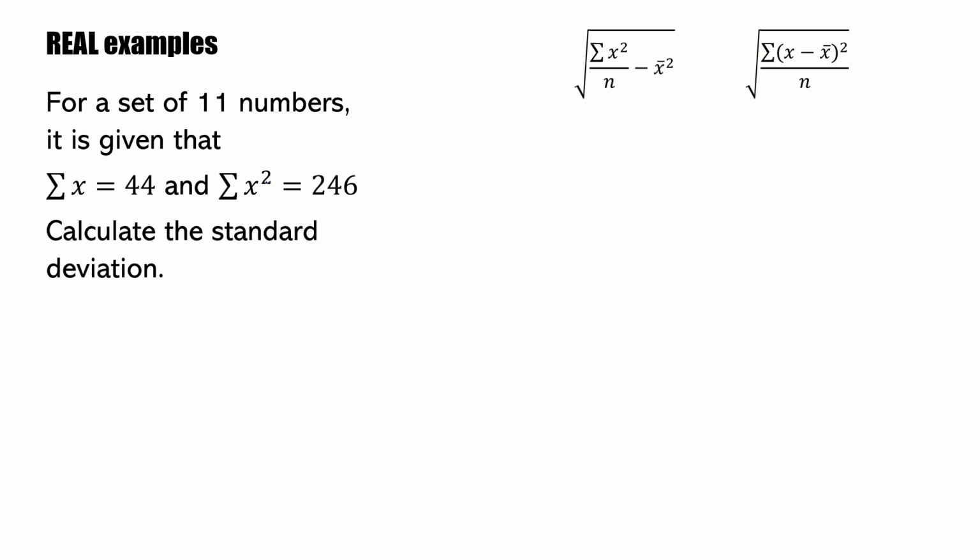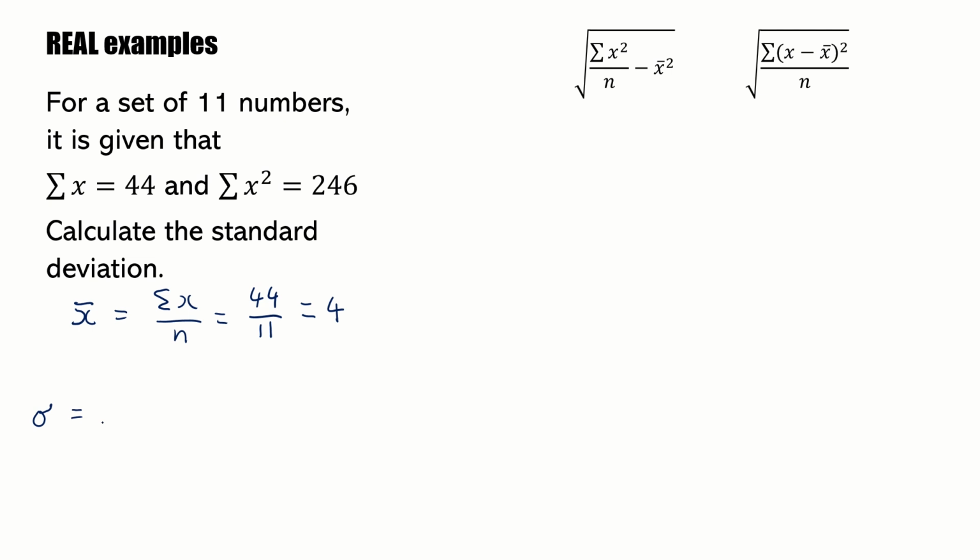So therefore all we've got to do to begin with is work out the mean, and the mean is going to be the sigma x divided by n, so therefore that is 44 divided by, well, 11, because we've got 11 numbers in our data set, we're told. So that comes to 4, so that's the value of our mean, and now we've got that value, we can now work out the standard deviation.